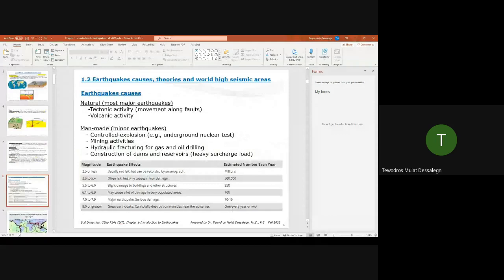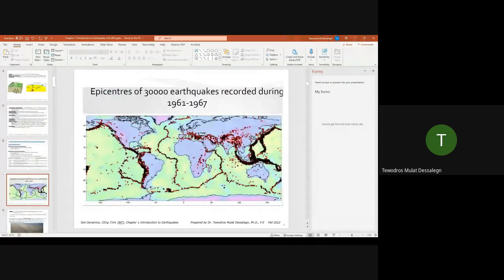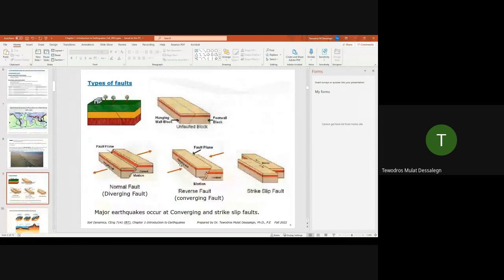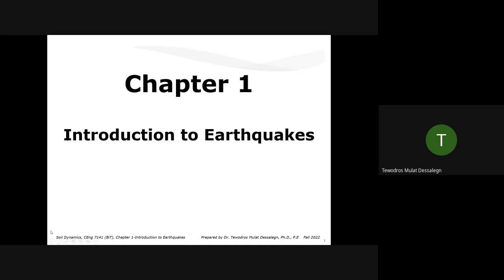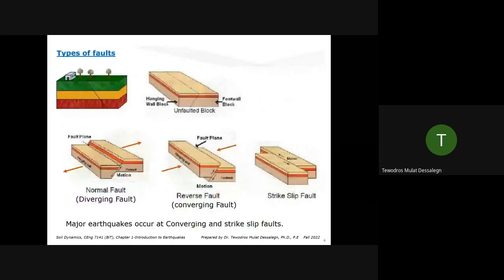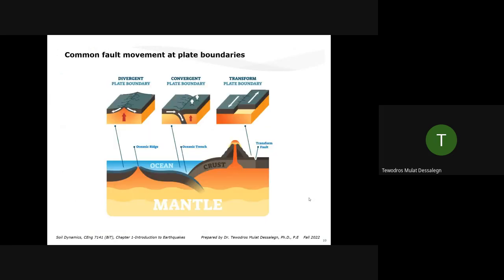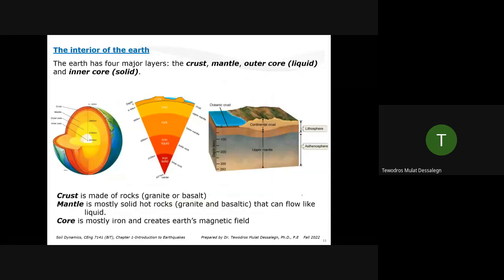So these are terminologies we have discussed already, and we have seen the causes of earthquakes and previously recorded data of earthquakes, which is along the boundary of those fault lines. And we have seen how many types of faults we have: the normal fault, the reverse fault, and the strike slip fault. And we discussed briefly the interior of the Earth and its content.